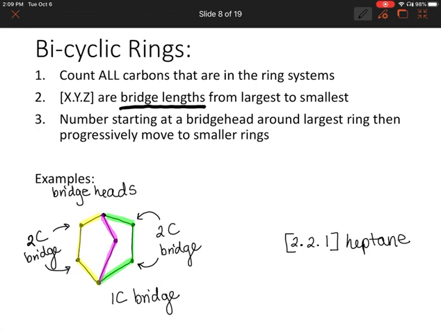Okay, so now the last thing we have to do is put cyclo in here to indicate that we have a ring system. So we're actually going to put bicyclo in front of the brackets. So bi means 2, and then in the middle we have our bridge lengths. And at the end, we indicate how many total carbons we have.